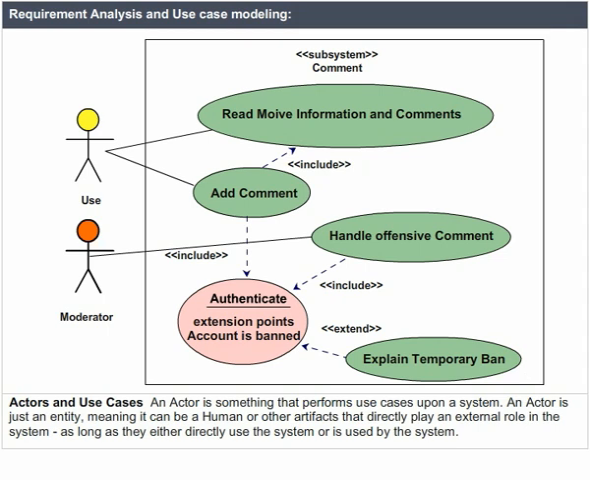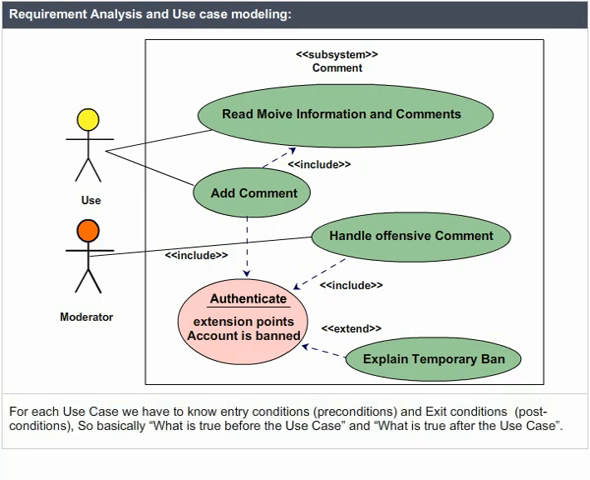Actors and use cases. An actor is something that performs use cases upon a system. An actor is just an entity, meaning it can be a human or other artifacts that directly play an external role in the system, as long as they either directly use the system or are used by the system. For each use case, we have to know entry conditions, that is preconditions, and exit conditions, postconditions. So basically, what is true before the use case and what is true after the use case.